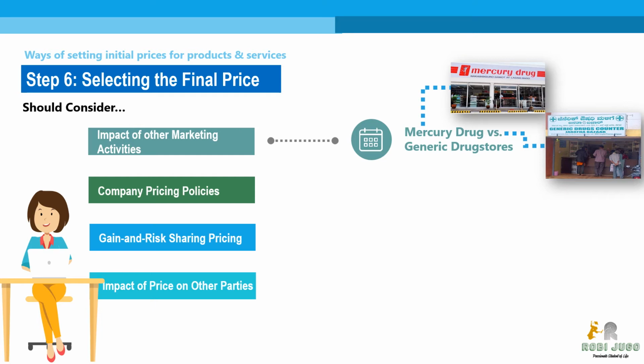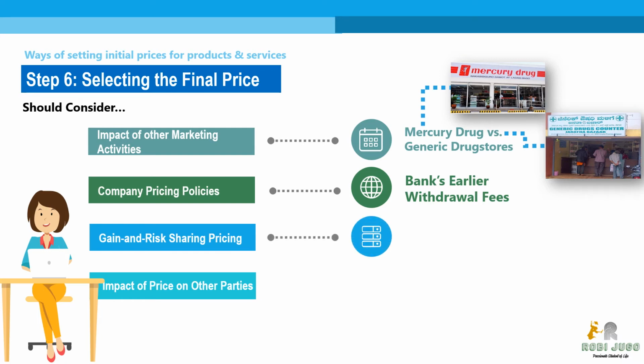Another consideration is the company pricing policies. This includes charges for refunds for purchased items in, say, department stores, or early withdrawal fees from banks, or no-show fees in restaurant reservations. Final pricing also considers the gain and risk-sharing pricing.